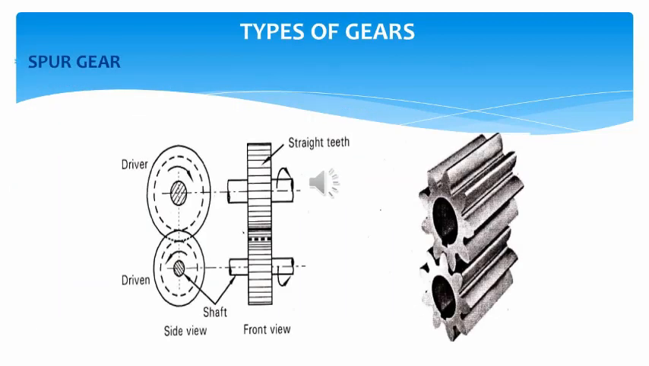We have different types of gears. This is the spur gear. You can see the diagram and the 3D view of the spur gear. Here it has straight teeth and shafts can be placed one above the other, just like the driven and the driver gear.